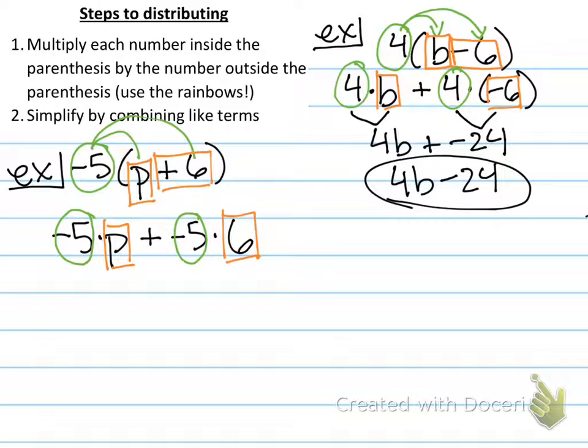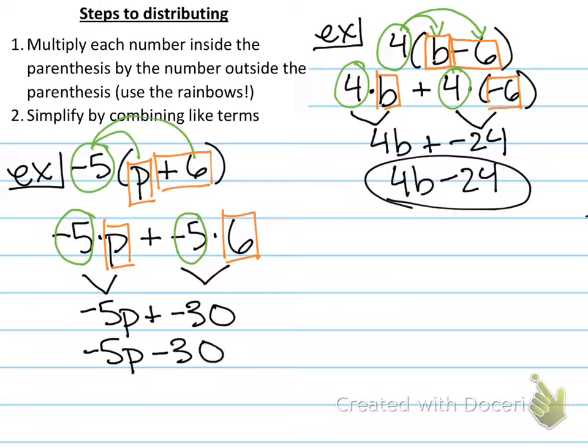And now we can multiply this out. Negative 5 times p is negative 5p. Negative 5 times 6 is negative 30. And we usually write this without that extra plus sign. And there are no like terms to combine, so this is as far as we can go. This is our simplified expression.